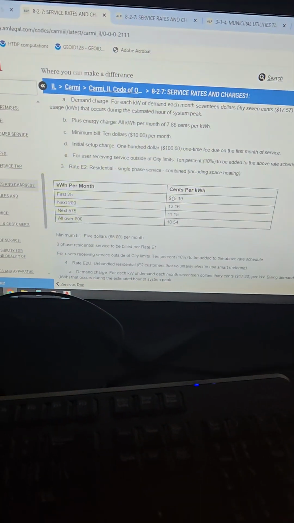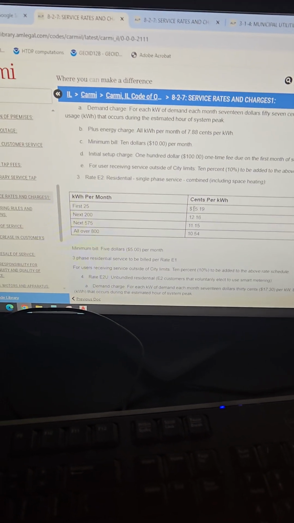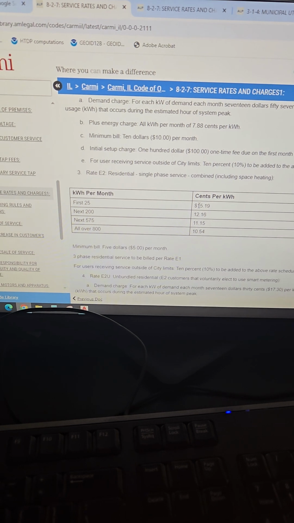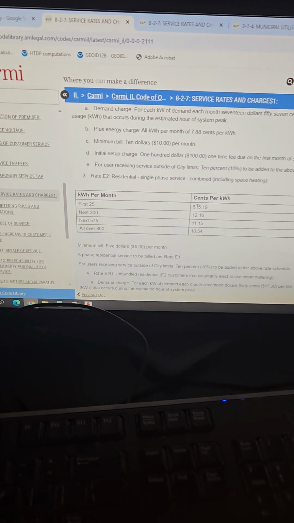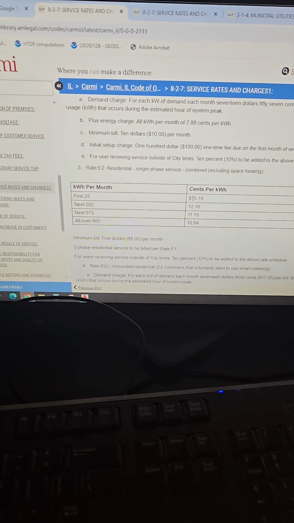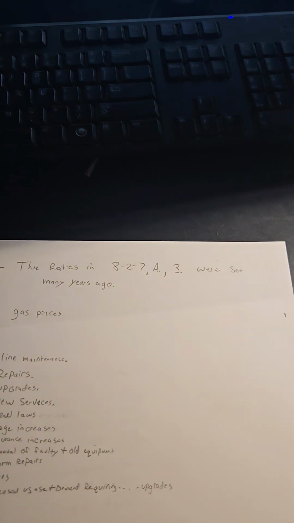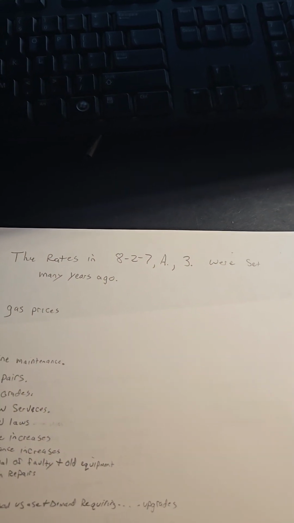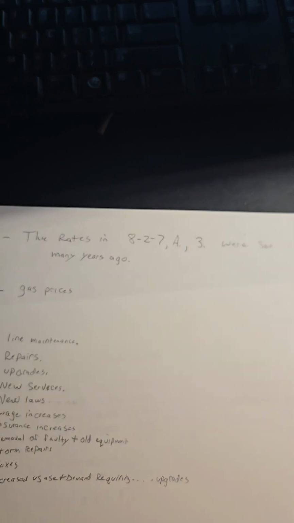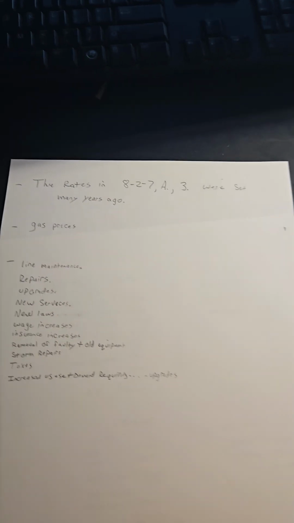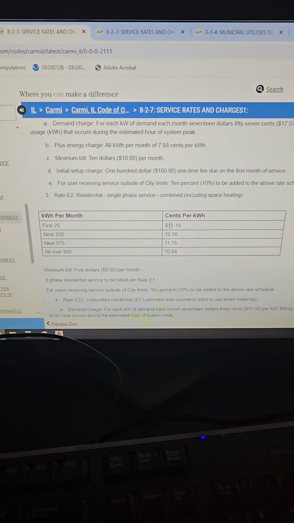So they set this base rate. This is the base cost to get you electricity whenever this was set. Then as we buy electricity, as the city buys electricity, and that price goes up, and the wages go up, and everything goes up, they have to account for it without changing that rate every single billing cycle.